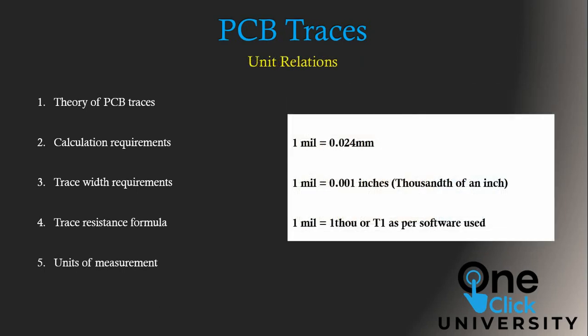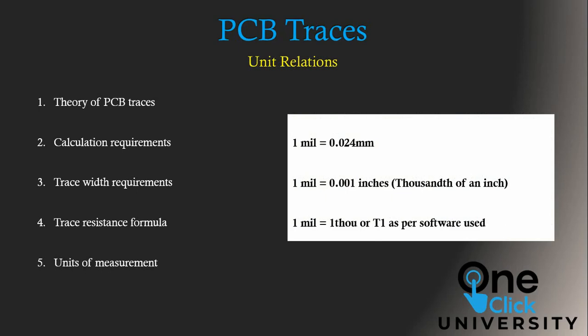First of all, the most common unit is the millimeter or mm. This unit is too large to be used for small tracks. So we have mil as the most common unit wherever the track widths and spacings are calculated or marked. The relation between mm and mil is as shown. 1 mil is 0.024 mm.